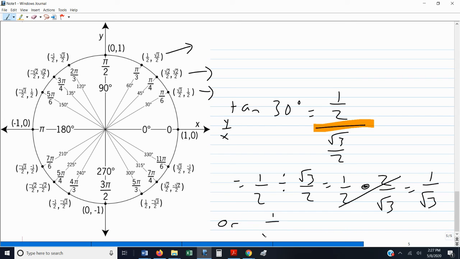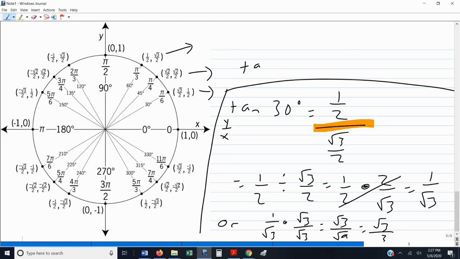You might also see that rationalized. So if you rationalize and multiply by root 3 over root 3, you get root 3 over root 3 times root 3 is root 9, or you can just write it as root 3 over 3. So that would be the tangent of 30.